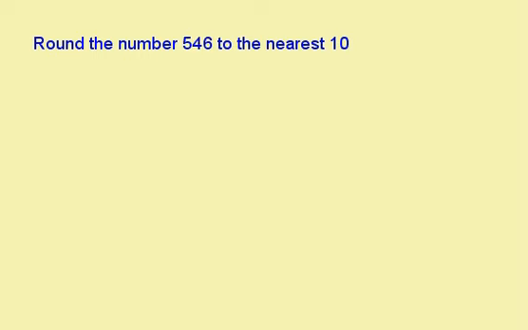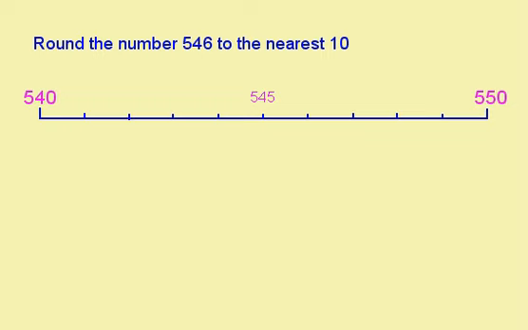I now want to round 546 to the nearest 10. I can see that this will be 550 because it's closer to 550 than it is to 540. If I use a number line to show this, I can see that 546 is here, closer to 550. You don't need to draw a number line every time you want to do one of these questions. I'm just using them for demonstration.